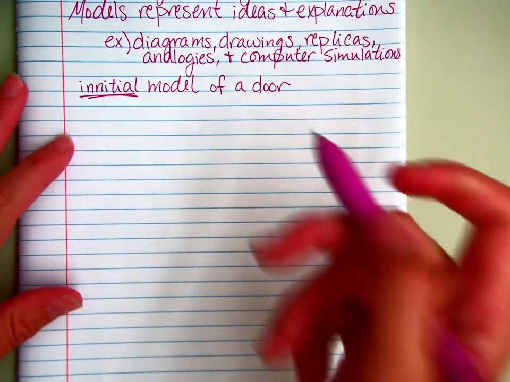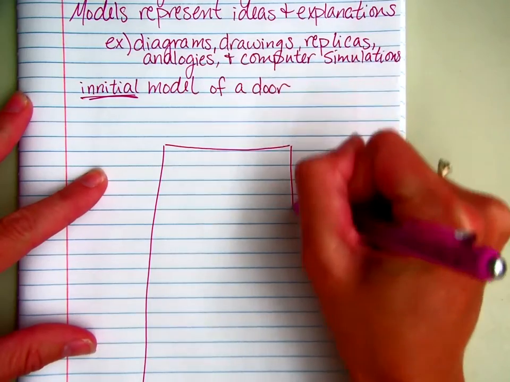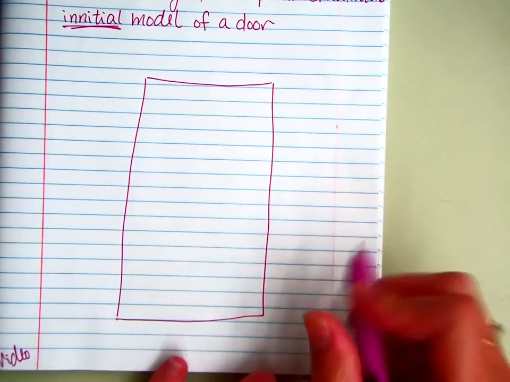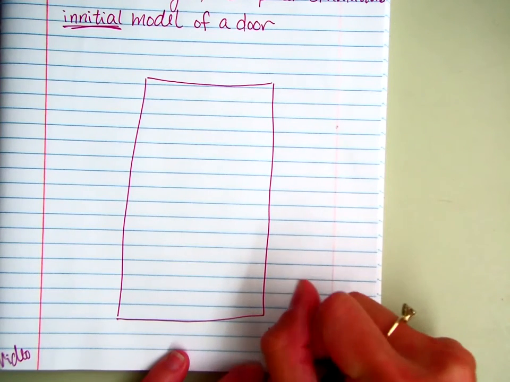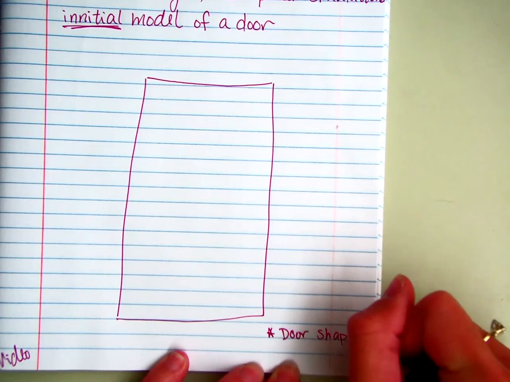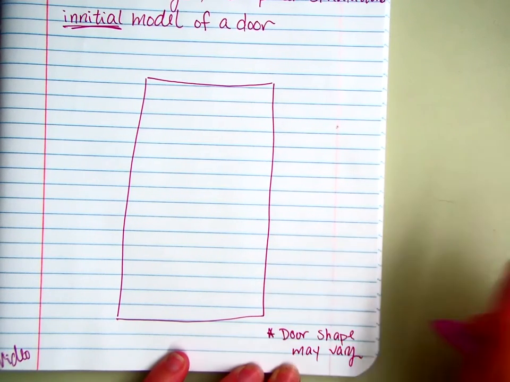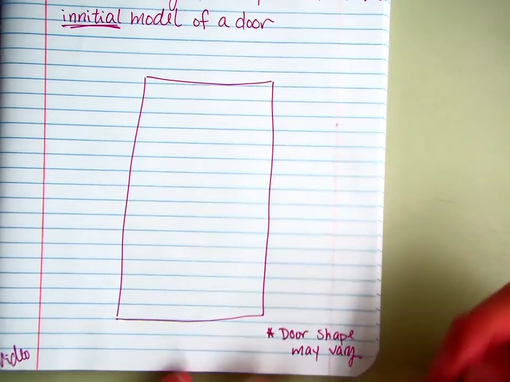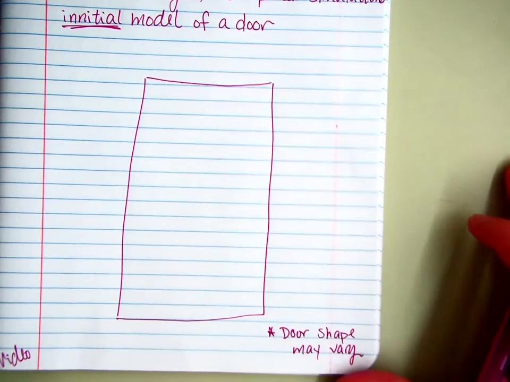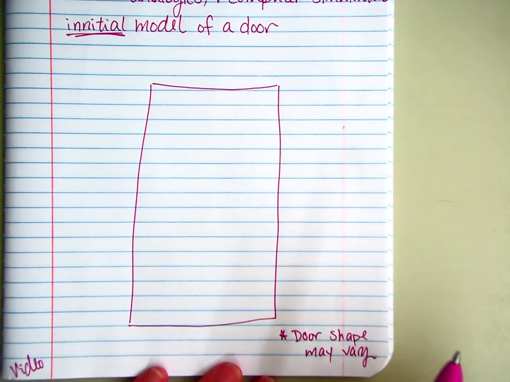So most everyone has started with a door by drawing a rectangle. Now, we know not all doors are rectangles, so if you want to, you can add a little note here: door shape may vary. So that's saying, my door is a rectangle. That's not really important. It just has to have some sort of door shape. Also notice, my door is not perfect. We are not making perfect models, and that's okay.